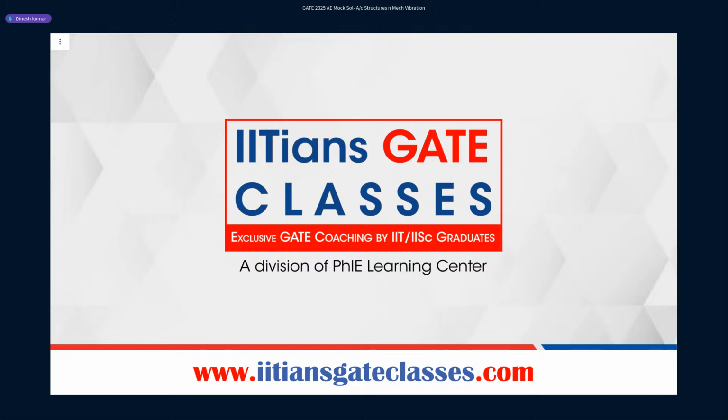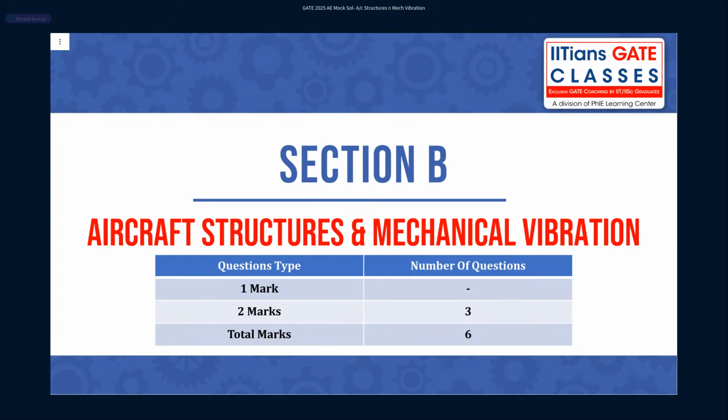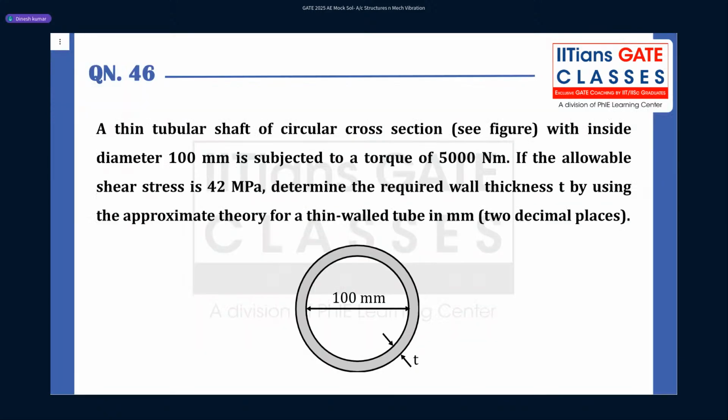So, in this session, we are discussing mock exam 2, All India mock exam 2, which is IGC mock 7 solution. And in this session, we'll be discussing the aircraft structures and mechanical vibration part questions. Total 3 questions, which are for 6 marks. So let's see this question.